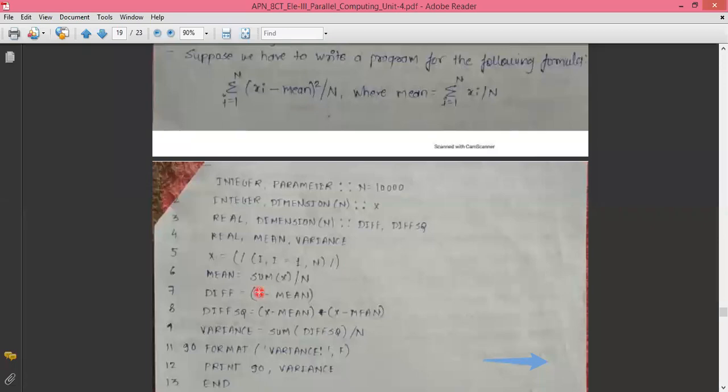Next we have to calculate the difference. The difference is between each and every array element and the mean value, so it is xi minus mean. Difference is equal to x minus mean, where x again contains each and every array element, and we are calculating the difference of each element with the mean value. Let me tell you, the value of mean is going to be a constant. Getting my point, right?